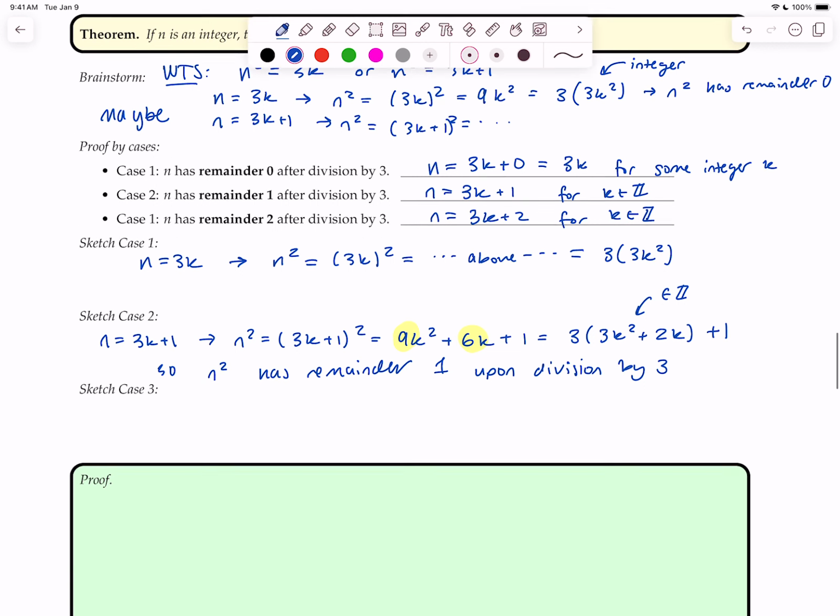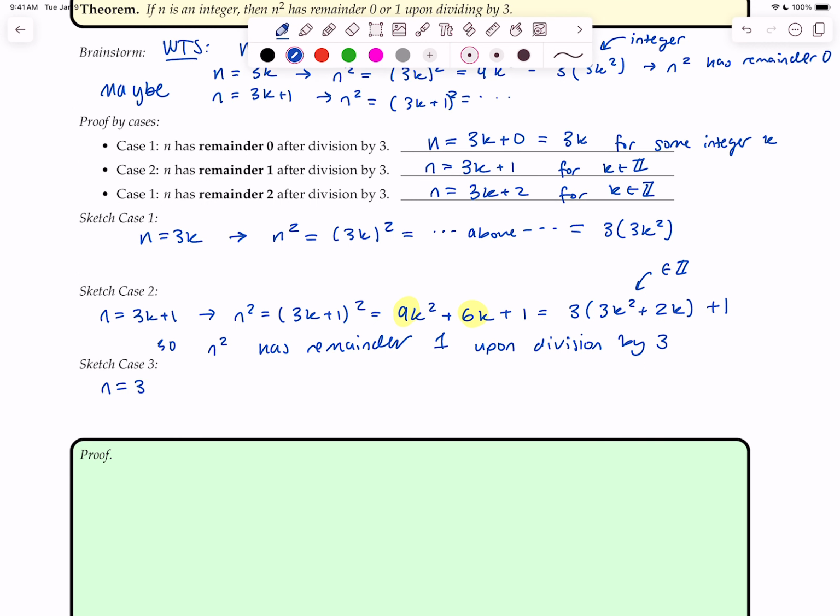So what's the third case? The third case is when n is equal to 3k plus 2. And then n squared is going to be 3k plus 2 squared. Oops, we want to FOIL this out. I think we get 9k squared plus, oh gosh, do some math, 12k plus 4. All right. Things are a little tricky here because I see a 3 here and I see a 3 here, but then we got a plus 4 on the outside.